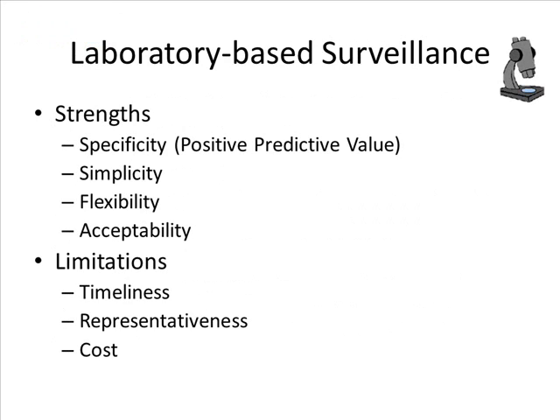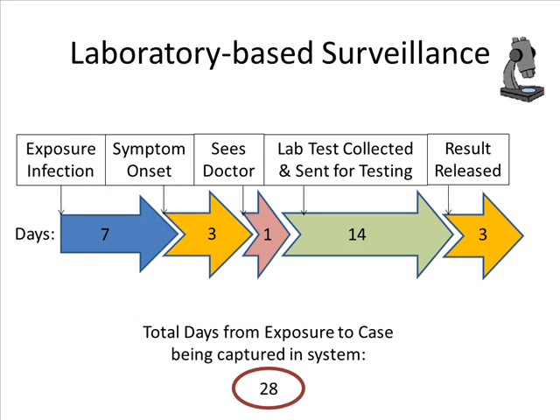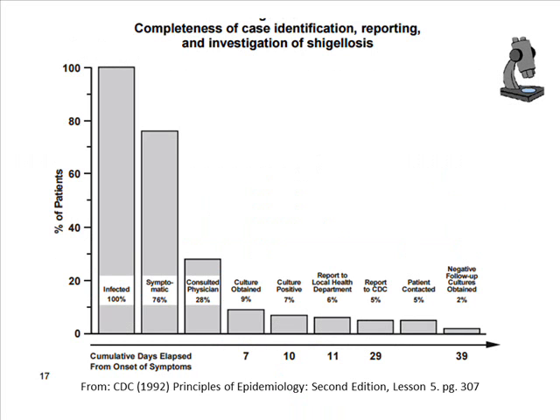Slide 30. Laboratory-based surveillance is specific, simple, flexible, and acceptable. Its limitations are timeliness, representativeness, and cost. Slide 31. If the case is expected to be captured on a clinic visit, being captured in the system, the period would be 28 days from exposure infection to visit. Slide 32. This situation is also found for shigellosis. The period from infected to culture positive is 10 days.